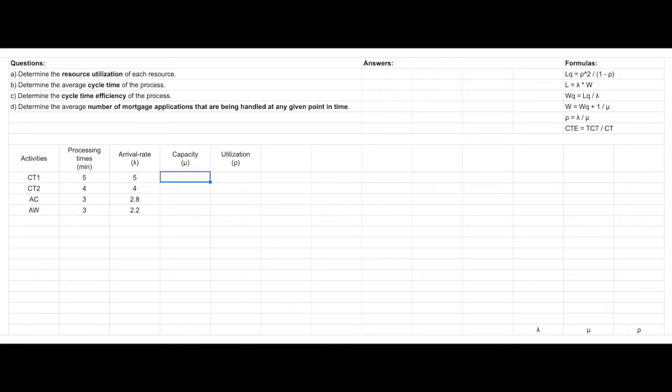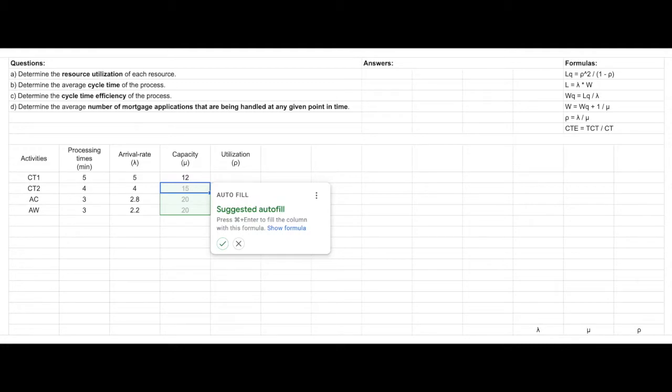So considering it takes 5 minutes on average to carry out CT1, the capacity of processing cases for CT1 is per hour. In other words, it's 60 minutes divided by the CT1 processing time, which is 5 minutes. This leads us to CT1's capacity equals to 12 cases per hour.